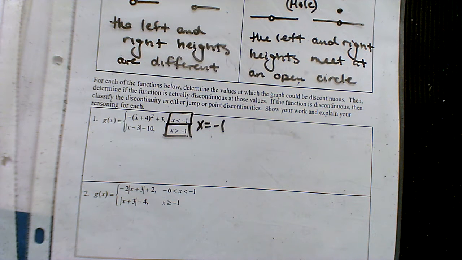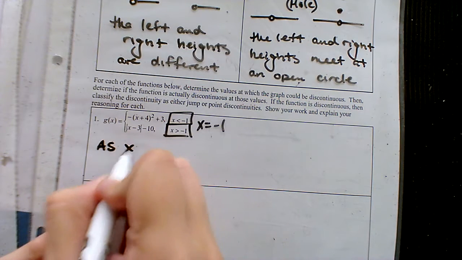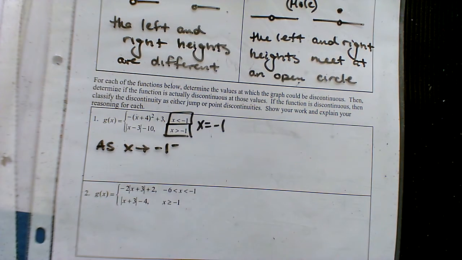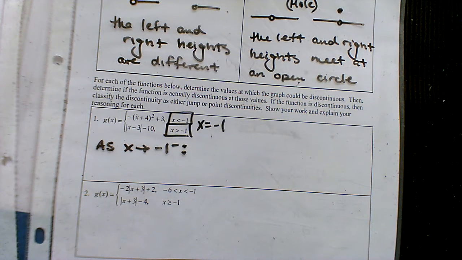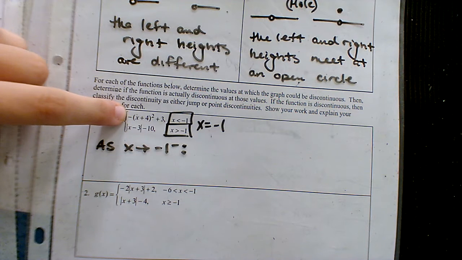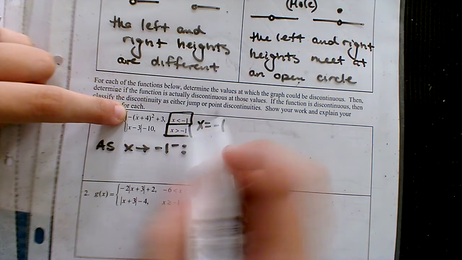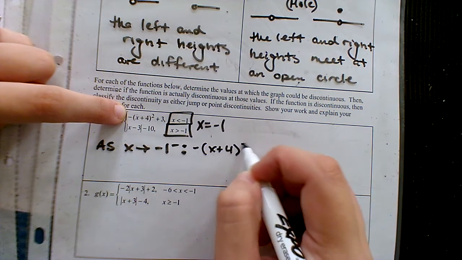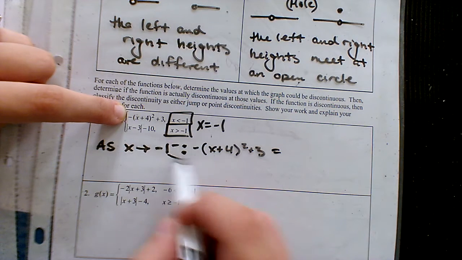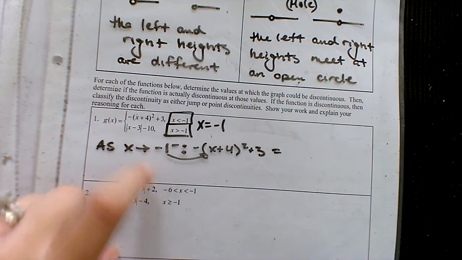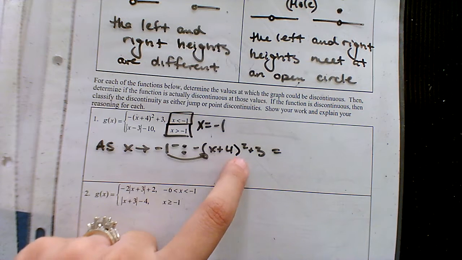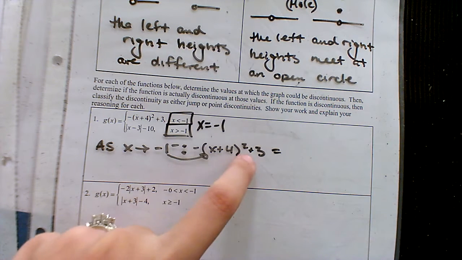Okay, do they meet up? Are they different? We're going to see what the case is. So as x approaches -1, because that's our special spot, -1 from the left, we got to make sure we choose the correct equation. So that would be our first one based off of the inequality. If we were to plug in -1, we want to see what height the graph would have when it ends at this x location. So -1 plus 4 is 3, square it 9, negative out front, -9 plus 3, we get -6.